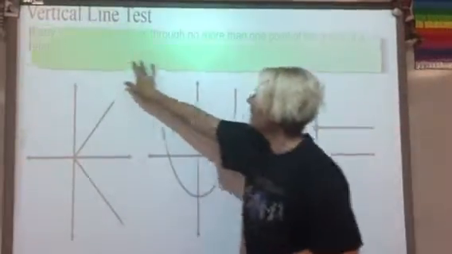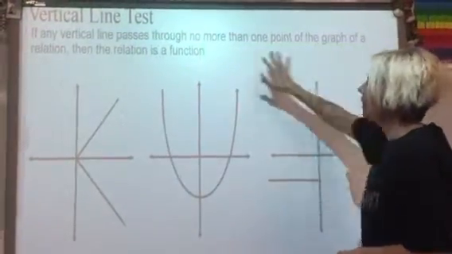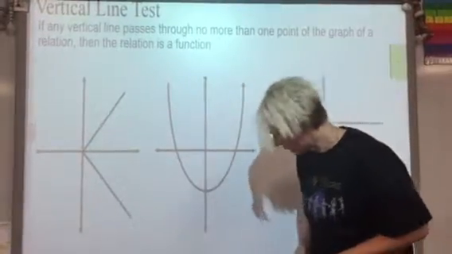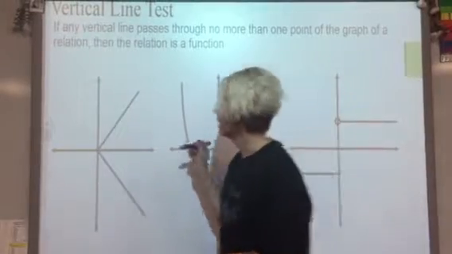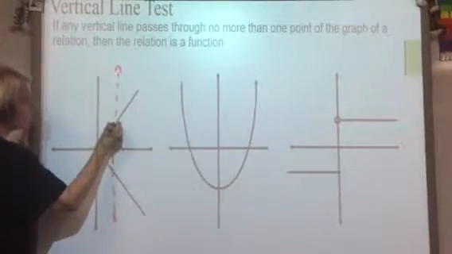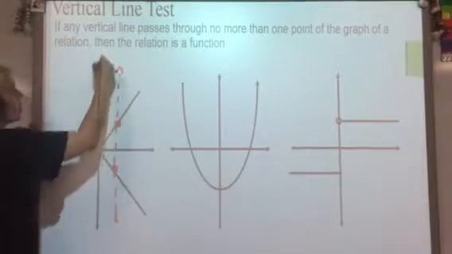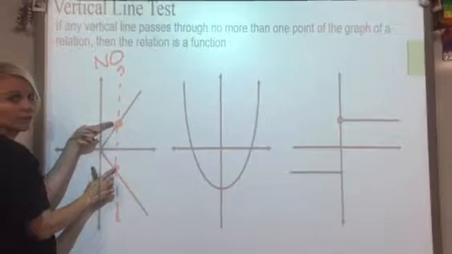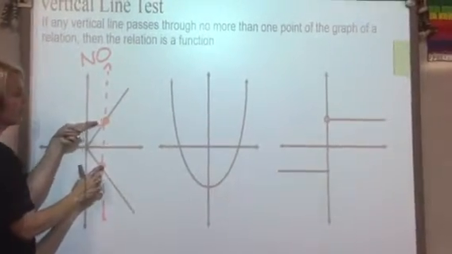The vertical line test. If any vertical line passes through no more than one point of the graph of a relation, it is a function. So I'm going to use red to do our vertical line test. And we do a vertical line here. And I see that this intersects here and here. So this is a no. This is not a function because it does not pass the vertical line test. It crosses in more than one point.